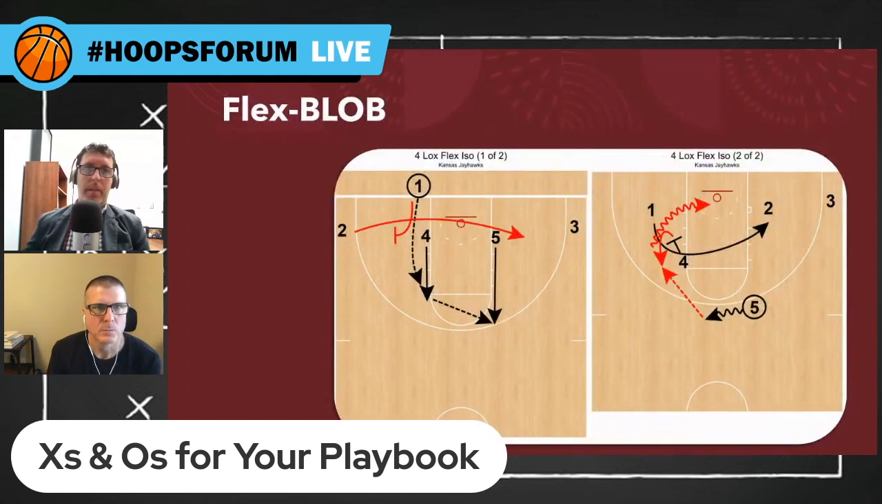Cool. All right, and this is the last one in our flex series here, but out of a BLOB. I don't know that as many people think about integrating these types of popular actions, whether it's a stagger or a flex or even a pistol action, out of your BLOB. But once you get the ball in, just simply a cross screen and then a down screen, and we got a ton of looks off of this anytime we run it. So I like this one.